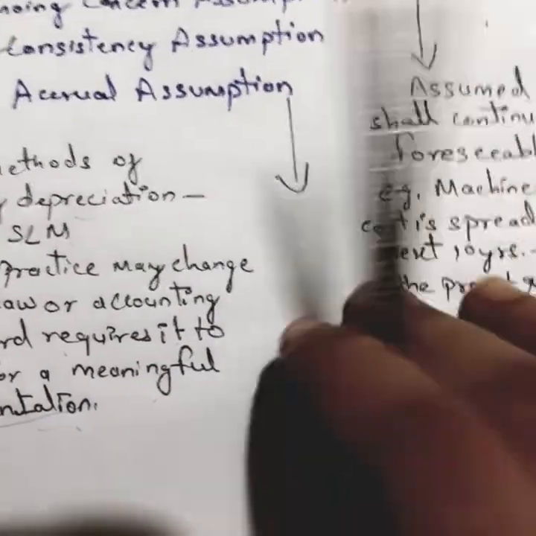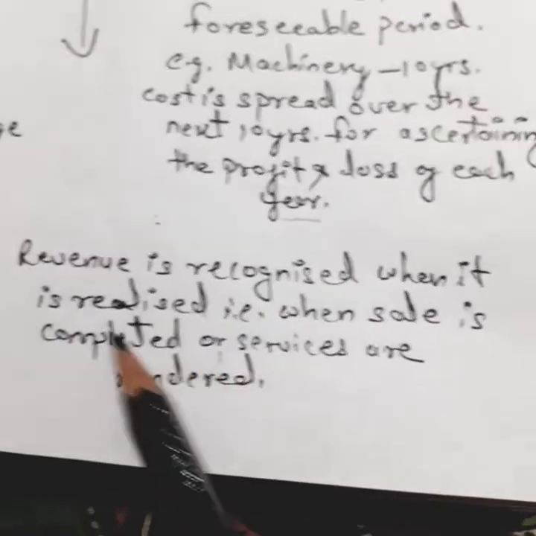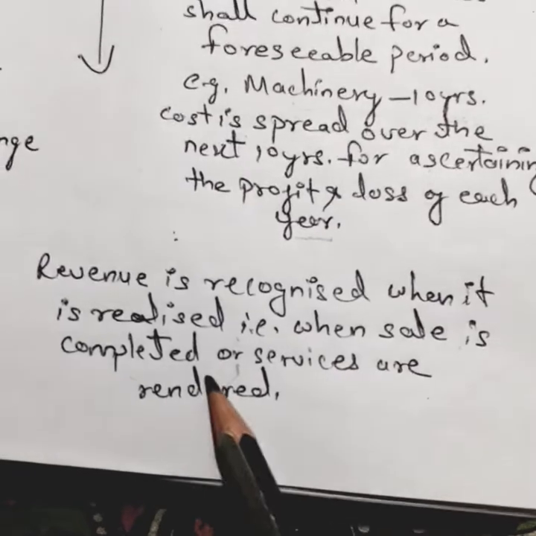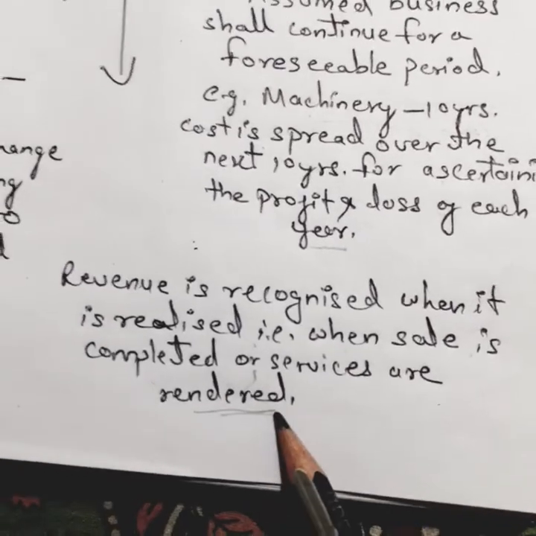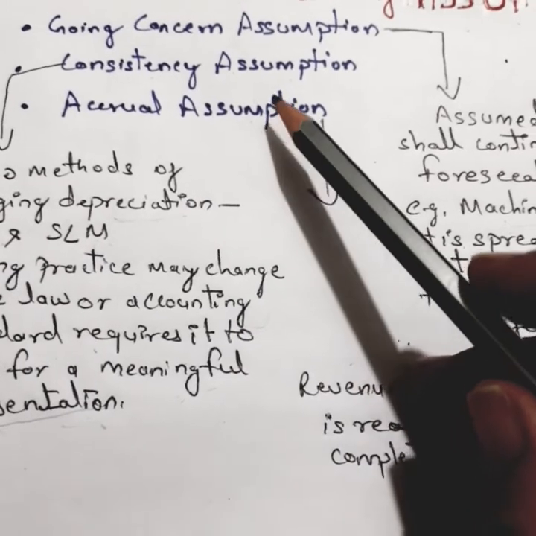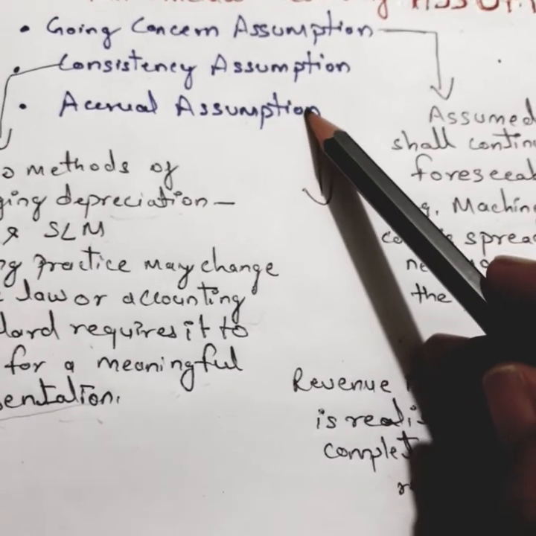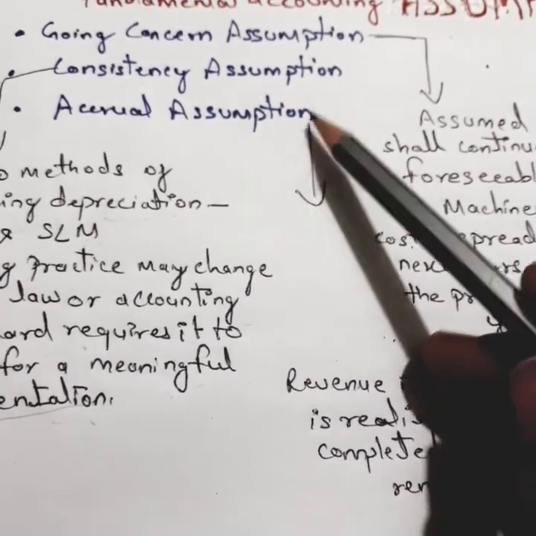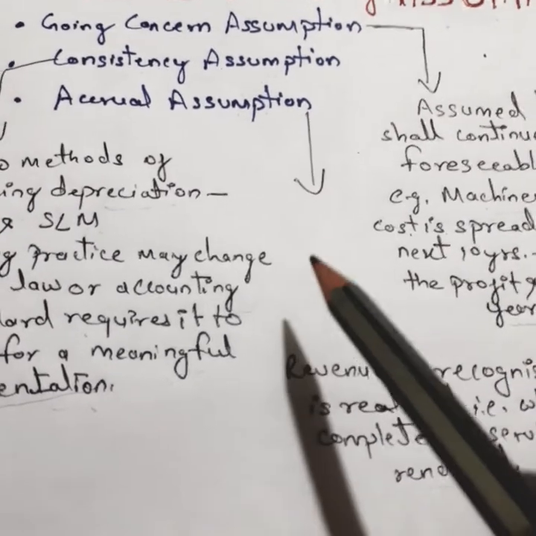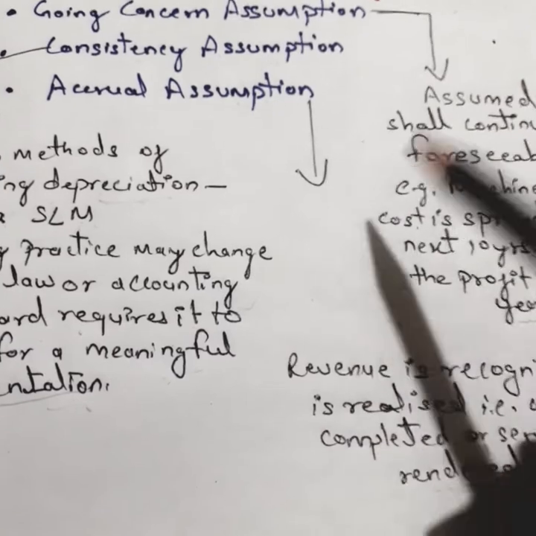Then the last is the accrual assumption. Here you can see revenue is recognized when it is realized, that is, when the sale is completed or services are rendered. Just as an example, if you made a purchase on 1st of January, you have to record that purchase on 1st of January itself, though you are paying for it after 2 months.